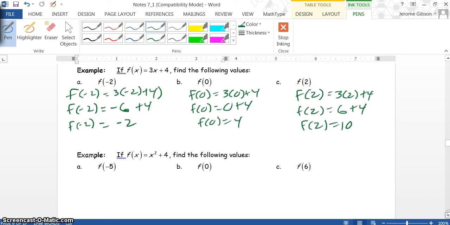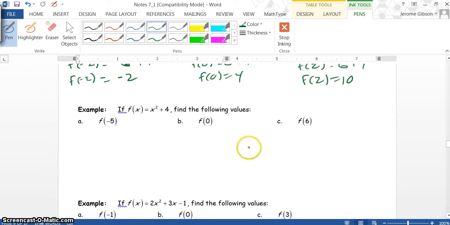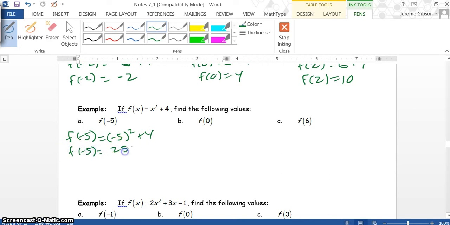Now, it says if f of x is equal to x squared plus 4, find the following values. So we do like we did in the last problem. We substitute in these values for x. So we have f of negative 5 is equal to negative 5 squared plus 4. So f of negative 5 is equal to 25 plus 4. So f of negative 5 is equal to 29.